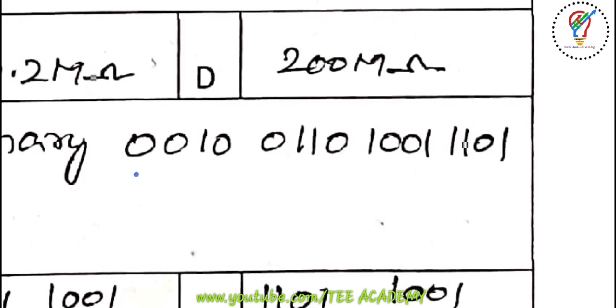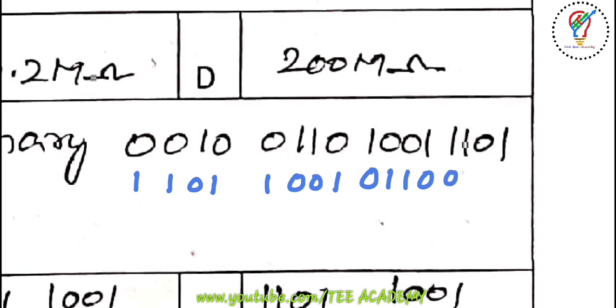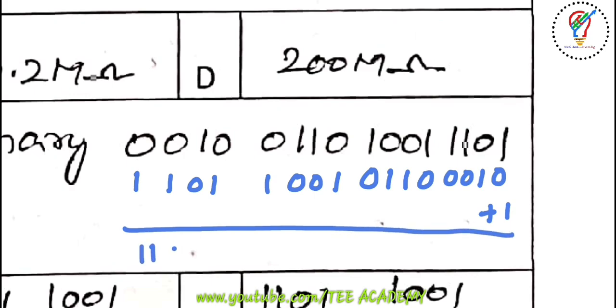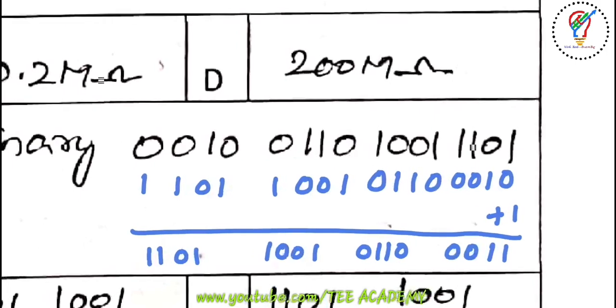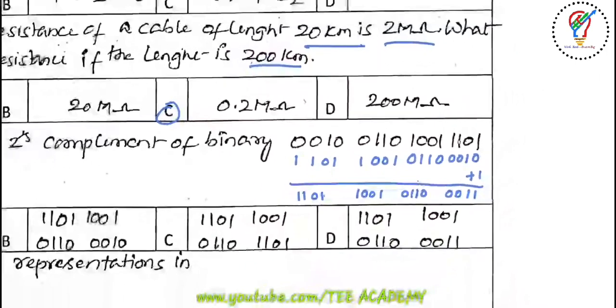So 1's complement is 1 1 0 1. That means replace 0 with 1, 1 with 0. So 0 here means 1 0 0 1 0 1 1 0 0 0 1 0. So then add 1 here. So the final result will look like this: 1 1 0 1 1 0 0 1 0 1 1 0 0 0 1 1. So we will check which option matches the answer.